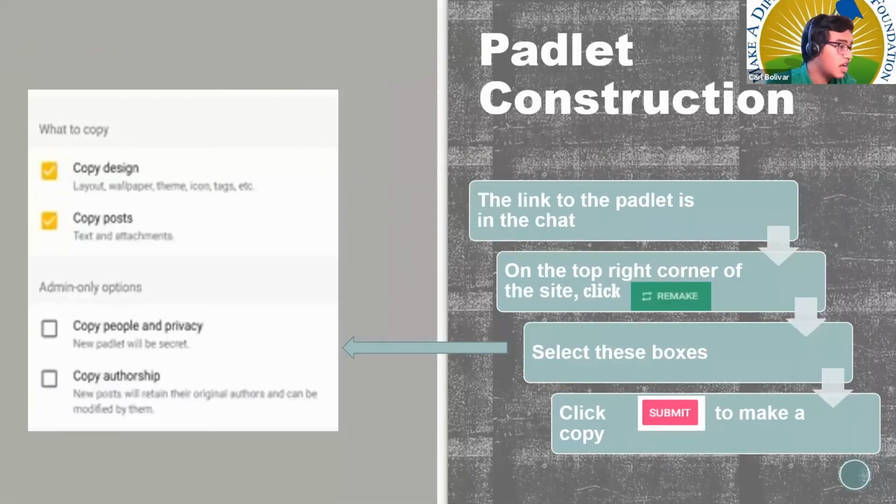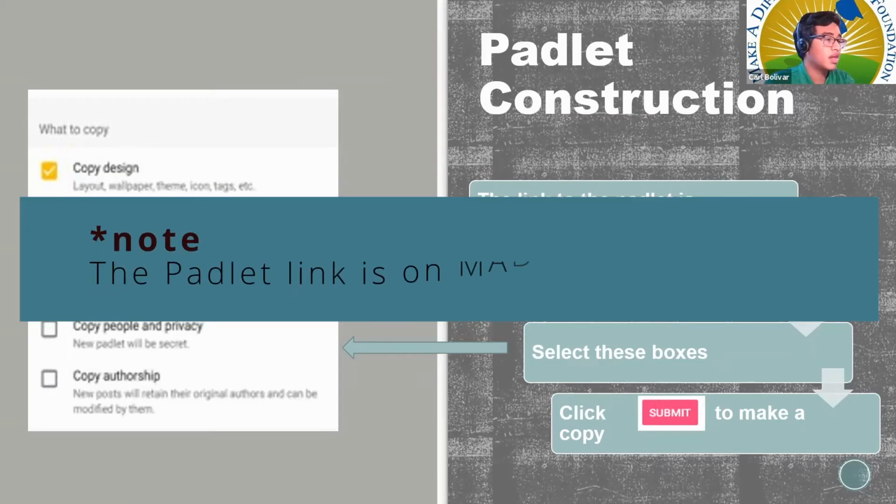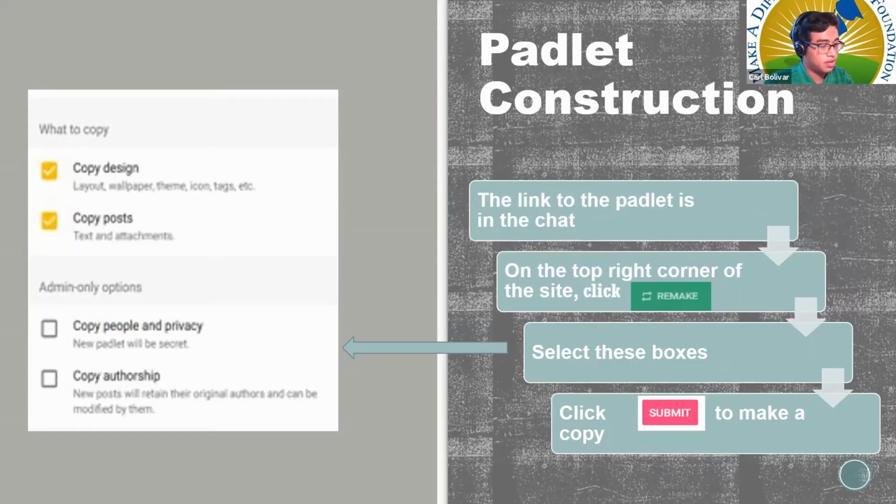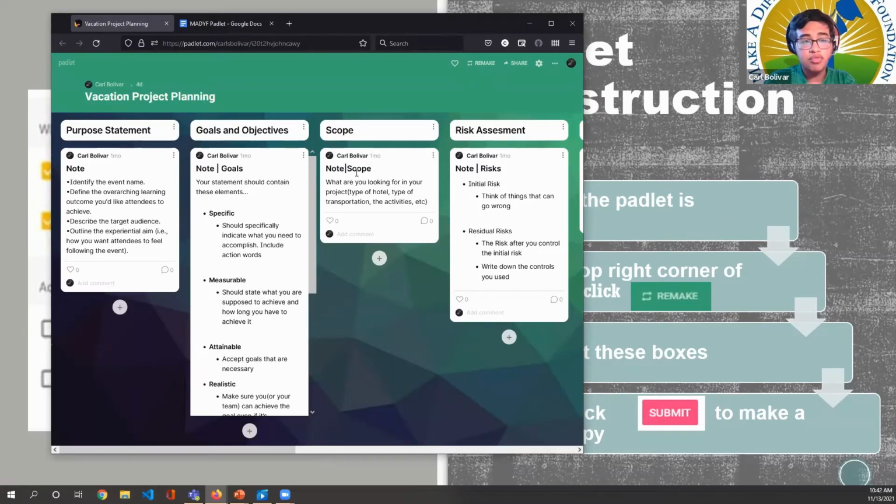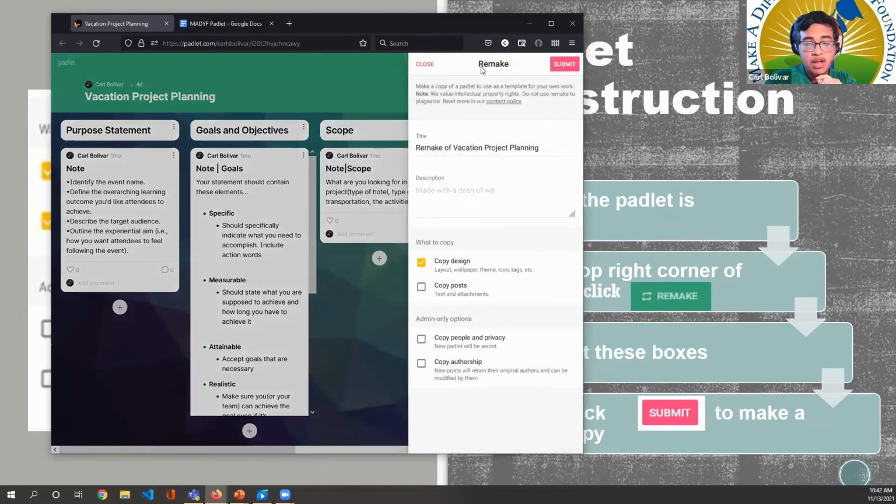So in the chat, I will put a Padlet link and I will show how to remake it. For this Padlet link, it'll take you to a place like this. So to remake it, you click remake and you'll have these options here. Make sure to select copy design and copy post so that you get both the notes and the design of the Padlet.